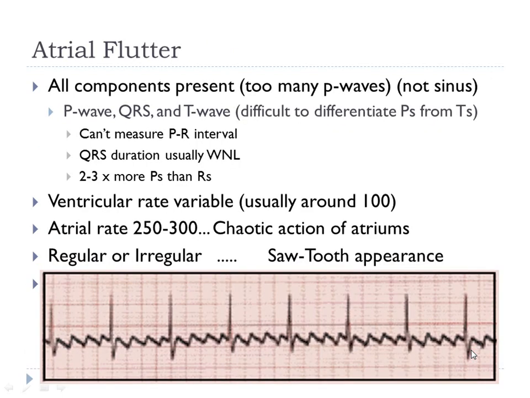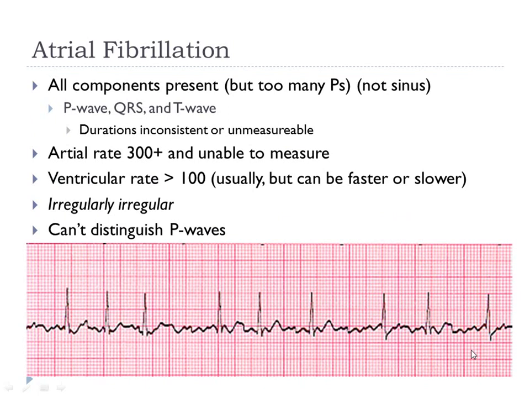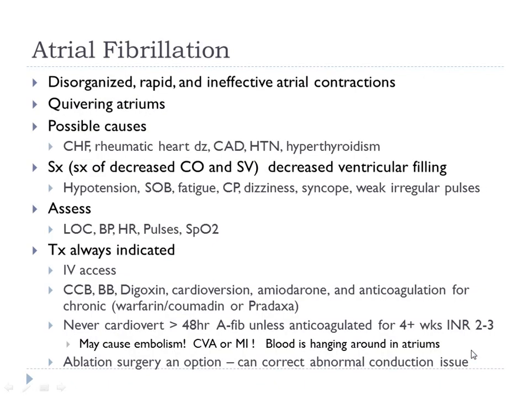The T waves in A-flutter are distinguishable. You can see the T wave, and it's more uniform. But in AFib, it just looks like artifact. It looks like trash. These are some of the descriptors you're going to see maybe on a test or the NCLEX: it's disorganized. It's a rapid, ineffective rhythm. It's irregularly irregular.